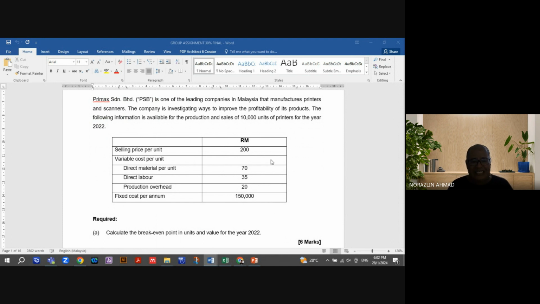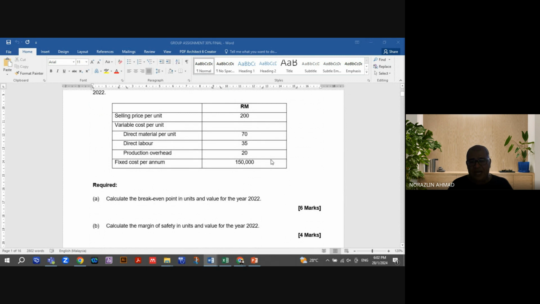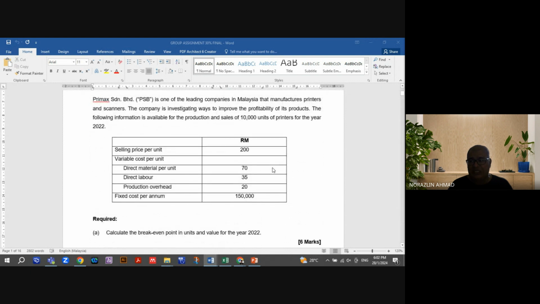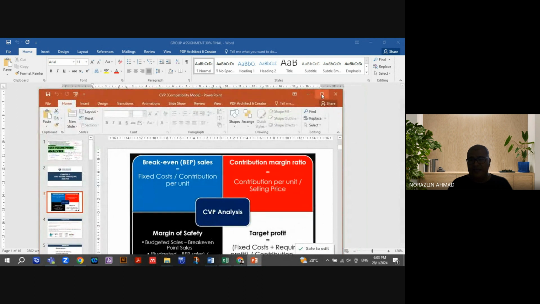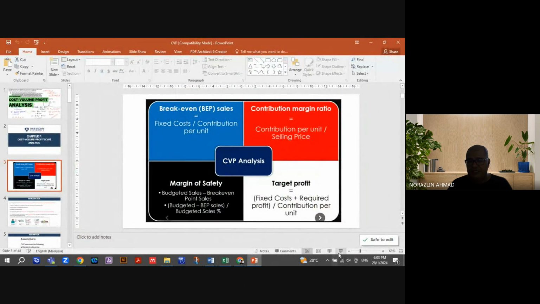The first question is 6 marks. Calculate the break-even point in units and value for the year 2022. I give you this one.